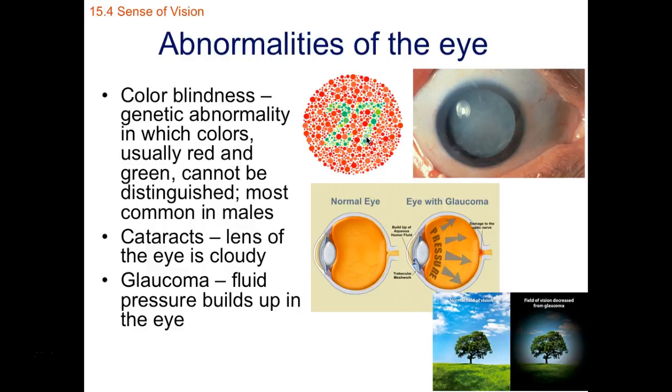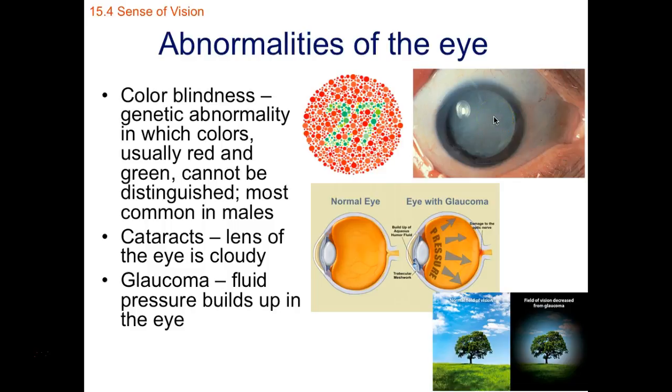I also want to mention cataracts, and this is when we're going to have a cloudiness of the lens. A lot of elderly patients right around the age of 65, 70 will go in and they'll replace this lens with an artificial one. Also, we have glaucoma.